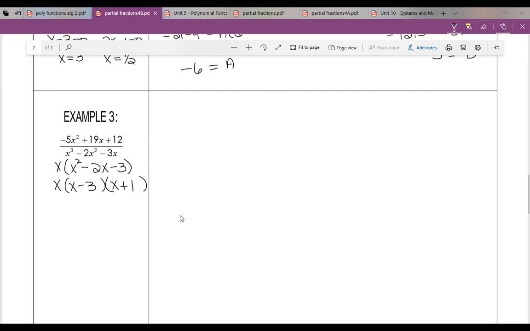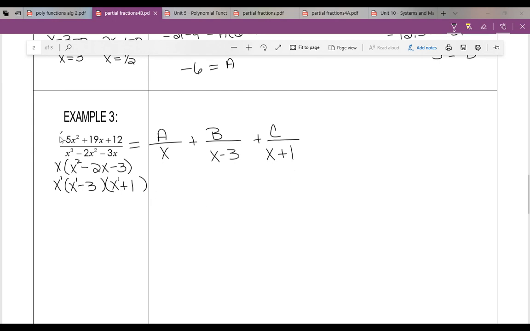Now, I don't have 2 factors this time. I have 3, and they're all linear. Exponent 1, exponent 1, exponent 1. So they are all linear. So I'm going to have 3 fractions this time. A over x plus B over x minus 3 plus C over x plus 1. As long as all your factors are linear, you can set your problem up this way. Everybody okay with that so far?